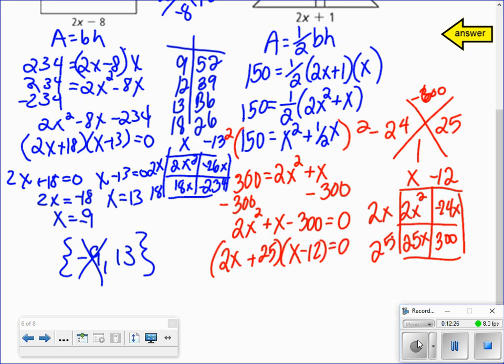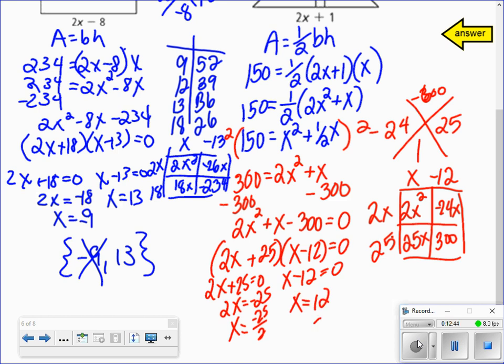If I set each one equal to 0, I'm going to get 2x is equal to negative 25, or x equals negative 25 over 2. Here I'm going to get x is equal to 12. My solutions are negative 25 over 2 and positive 12. But again, for the same reason as the last one, I can't have a negative length. So I have a positive 12. It's the only dimension that works.